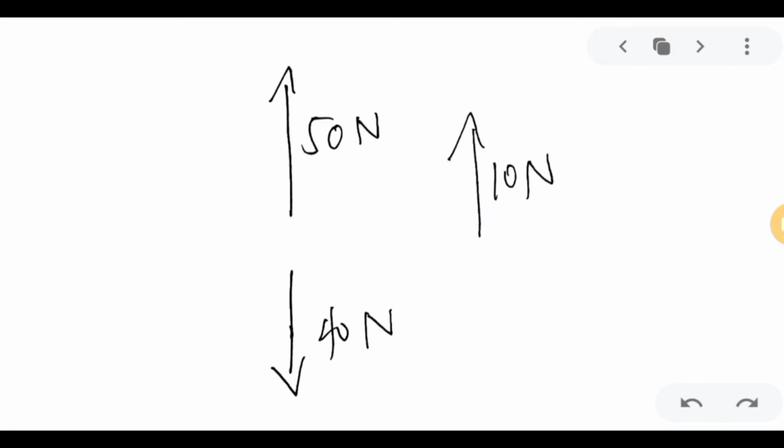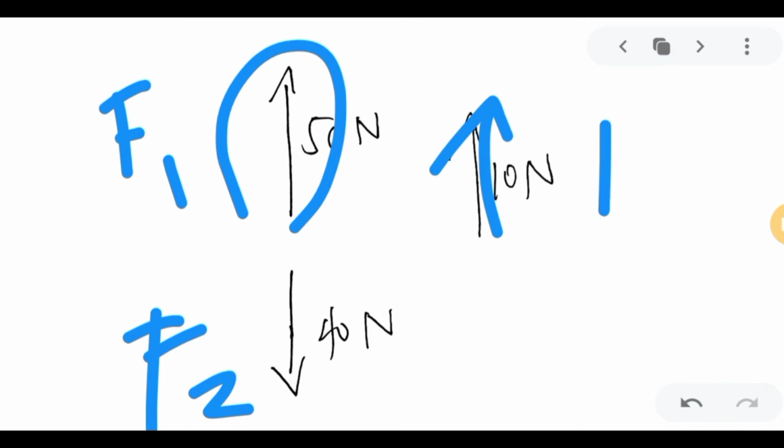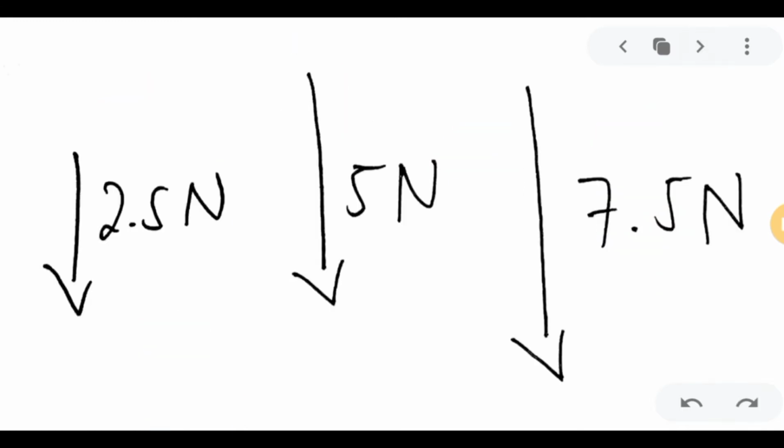And then another example, I have here 50 newtons going to the north, your F1, and 40 newtons going to the south, your F2. To get the resulting vector, you just have to subtract since they are in opposing direction. F1 minus F2, or 50 newtons minus 40 newtons, that is 10 newtons. And since the greater magnitude is going to the north, therefore your direction is going to the north. The resulting force is going to the north at 10 newtons. Another example, I have here your F1 at 2.5 newtons and F2 at 5 newtons.